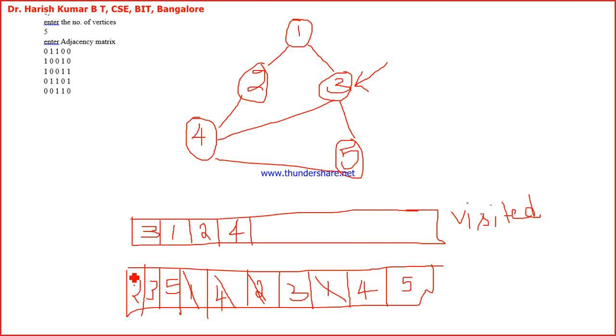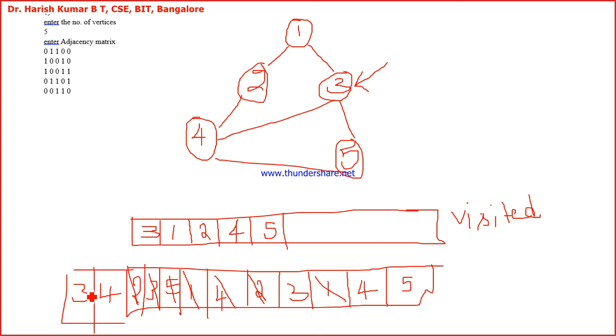Since 2 is already visited, I pop it. And next node to visit is 3. Since 3 is already visited, I pop it. And next node to visit is 5. 5 is not yet visited, so I'll visit 5. Then I look into the adjacent nodes of 5. The adjacent nodes of 5 are 3 and 4. So push them onto the stack: 4 and 3.